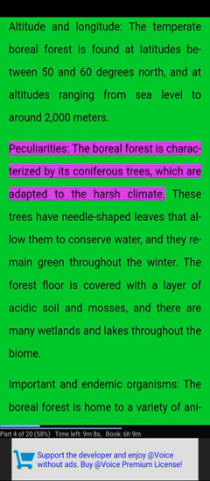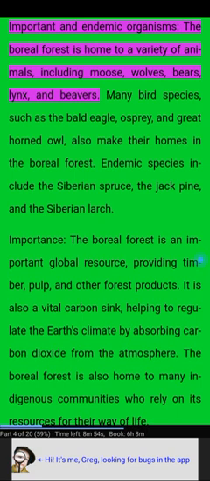Peculiarities. The boreal forest is characterized by its coniferous trees, which are adapted to the harsh climate. These trees have needle-shaped leaves that allow them to conserve water, and they remain green throughout the winter. The forest floor is covered with a layer of acidic soil and mosses, and there are many wetlands and lakes throughout the biome. Important and endemic organisms.